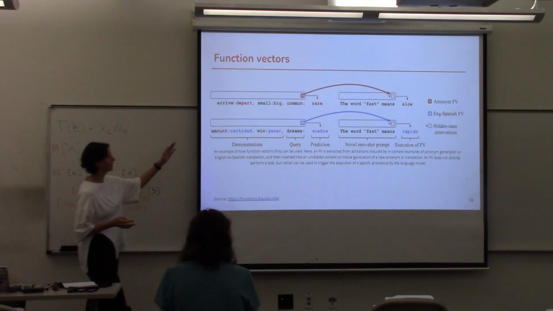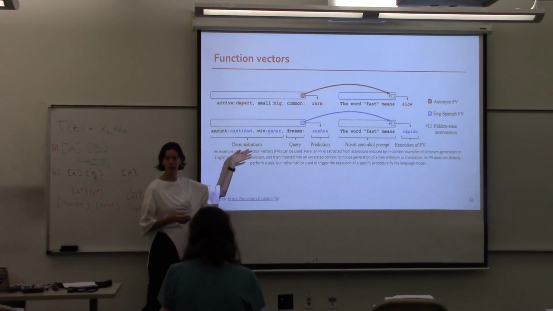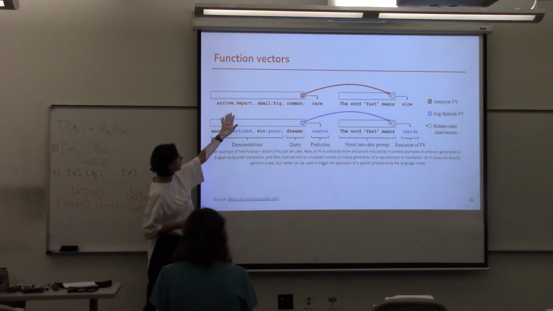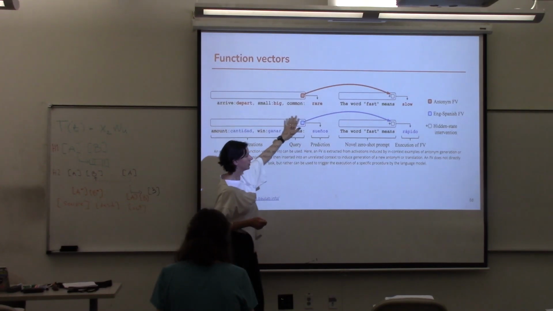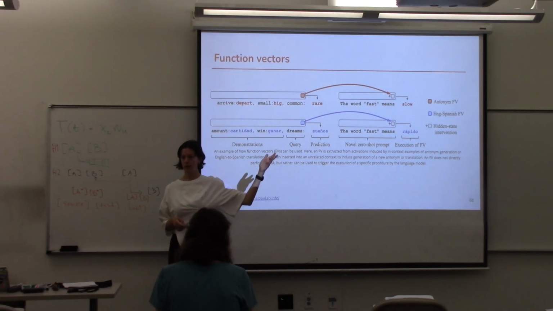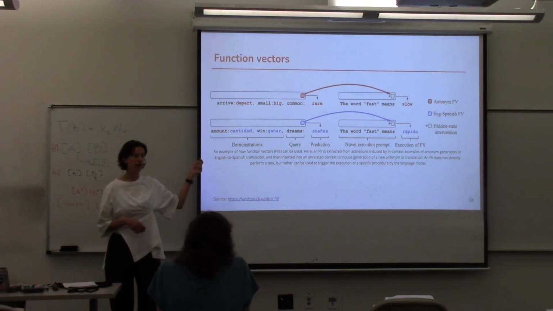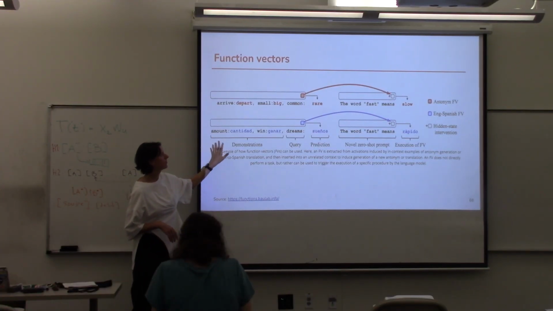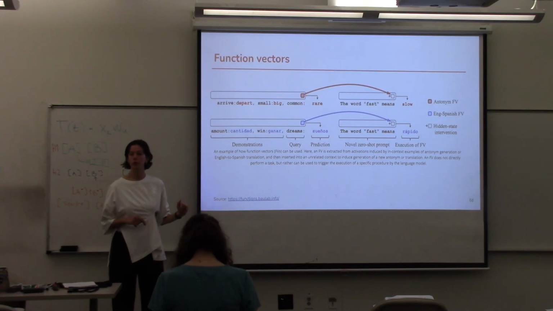So this is actually a very nice example of in-context learning. Here you have demonstrations: arrive, depart; small, big; common, rare. This is the task of giving an antonym of a given word. And here we have the translation from an English word to a Spanish word.